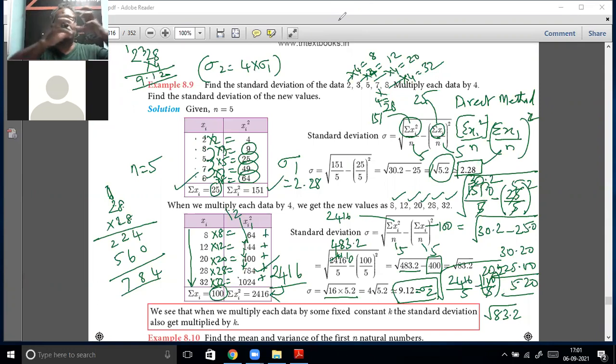If you multiply by 4, then the numbers are scattering by 4 times. Standard deviation is a method of finding out how much they are scattered. So they are now 4 times scattered. So the second sigma will be 4 times the first sigma. That is the main thing that you have to keep in mind.